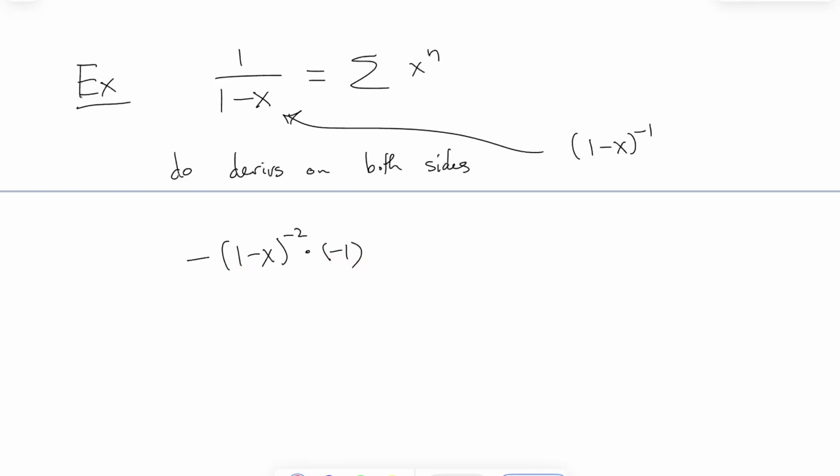All right, and then on the right side of the equal sign, I take the derivative term by term of the series. X to the n becomes n x to the n minus 1.